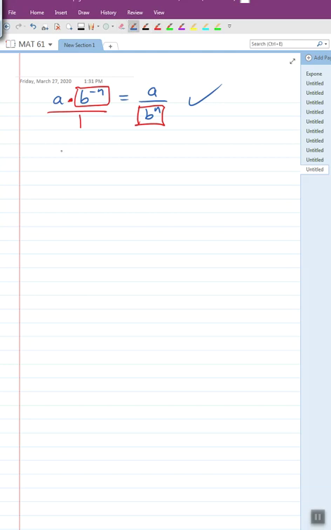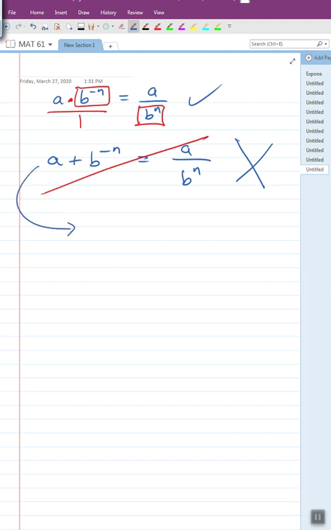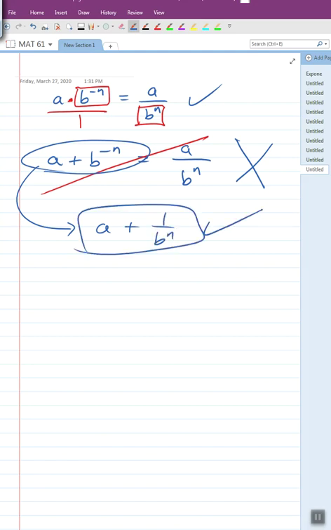So this one's okay. What I cannot do is take a plus b to the minus n and somehow flip that b to the minus n to the bottom and make a over b to the positive n. This is not right. It would look more like a plus 1 over b to the n. Yes, very good. David's asking what I could actually write for this one. I could definitely say a plus 1 over b to the n. That's correct.